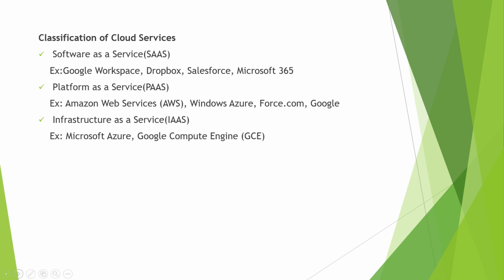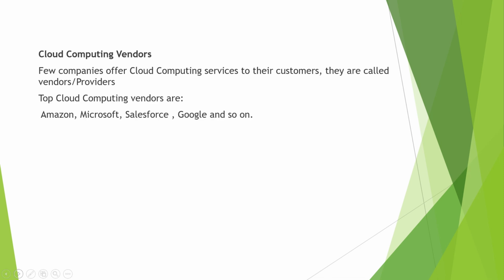And the third one is infrastructure as a service. So what do we mean by infrastructure as a service? All the resources, whether storage, network, or operating system, are provided online on the cloud. Got it? So these are the different classifications of cloud services with examples. Okay.